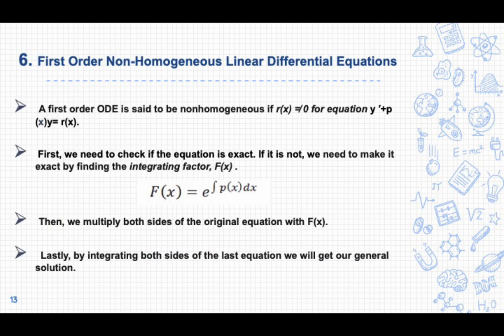Number 6 is the first order non-homogeneous linear differential equation. It is non-homogeneous if r(x) does not equal 0. Then you need to check if the equation is exact. If it is not, we need to make it exact by finding the integrating factor, as below. Then we multiply both sides with f(x). Lastly, by integrating both sides, we will get a general solution.